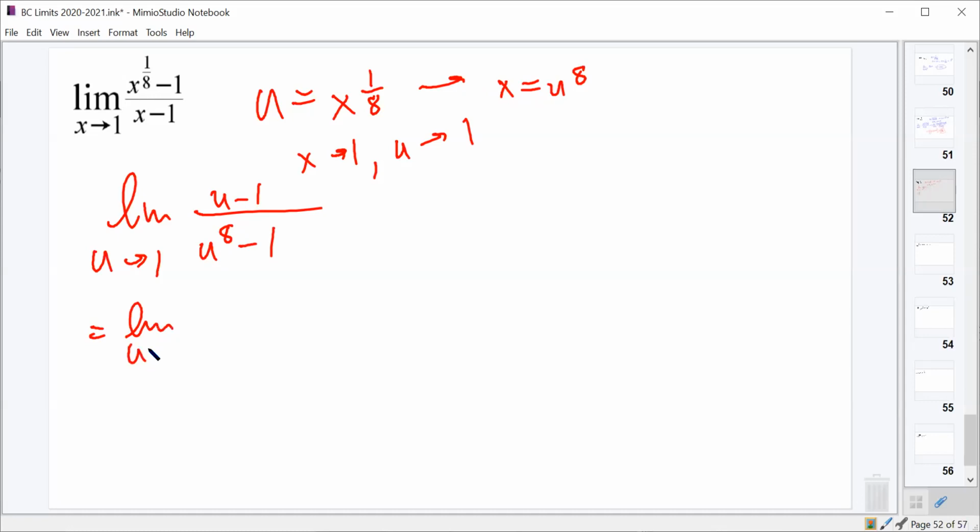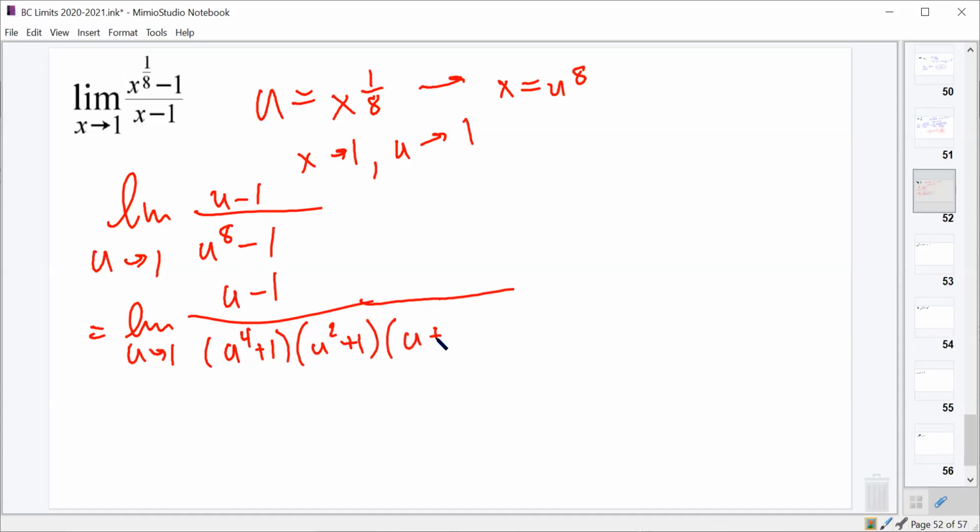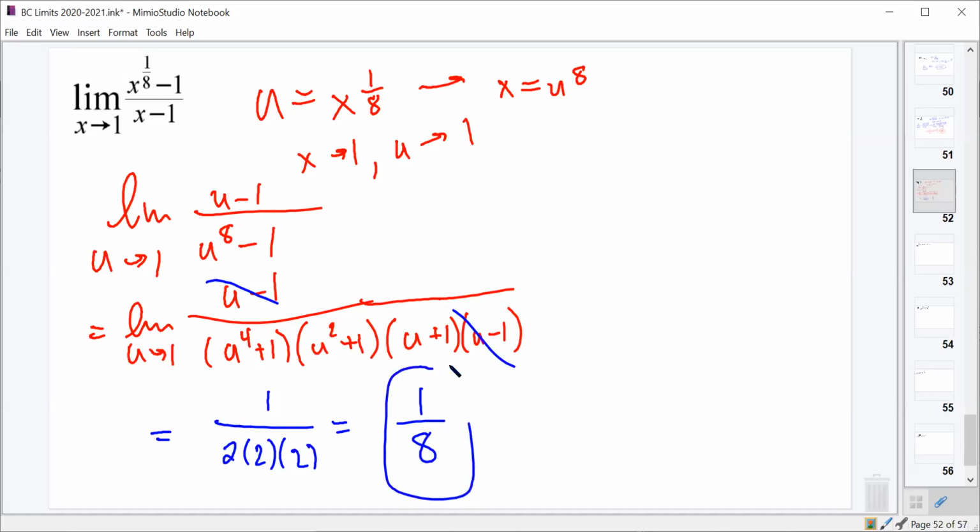We'll end up with the limit as u approaches 1 of u minus 1, and u to the 8th minus 1 is a difference of squares, so u to the 4th plus 1 times u to the 4th minus 1. And the u to the 4th minus 1 is a difference of squares, u squared plus 1 times u squared minus 1, which is a difference of squares, u plus 1 times u minus 1. Everybody good with that factoring? Cancel out the u minus 1s, and we've got 1 over 2 times 2 times 2. We end up with an 8. Any issues there? Or everyone good with that?